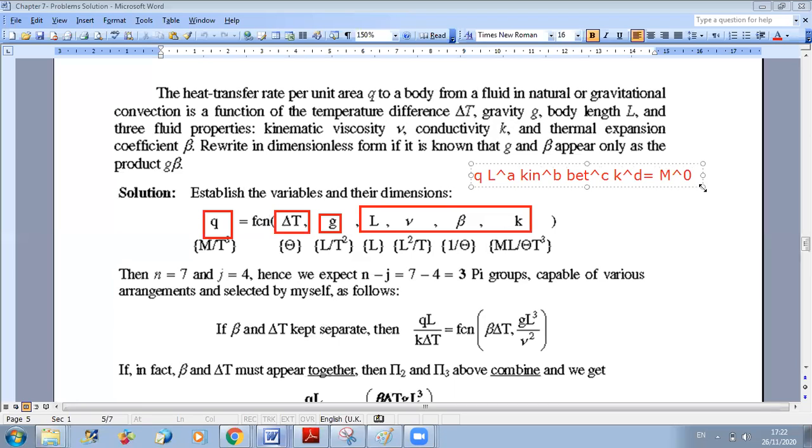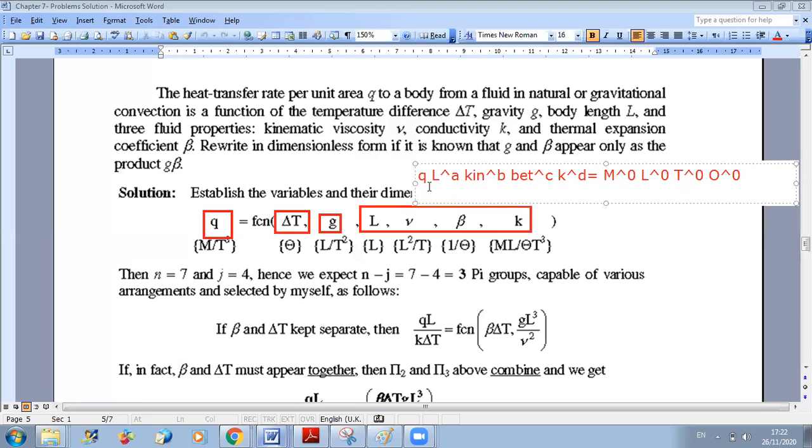Here we should add, in addition to MLT, theta, because here we have 4 dimensions involved. So M0, L0, T0, and theta to the power 0. And now we start the conventional way. We start by putting the dimension of each.